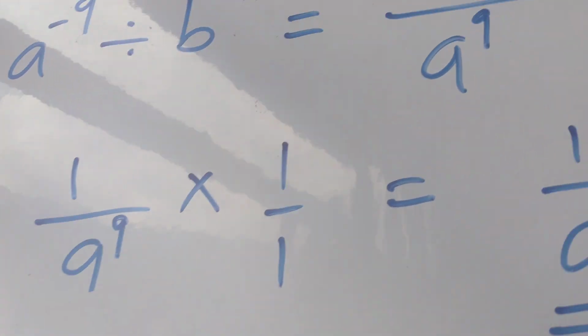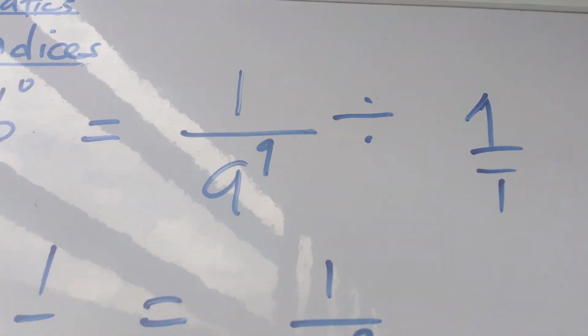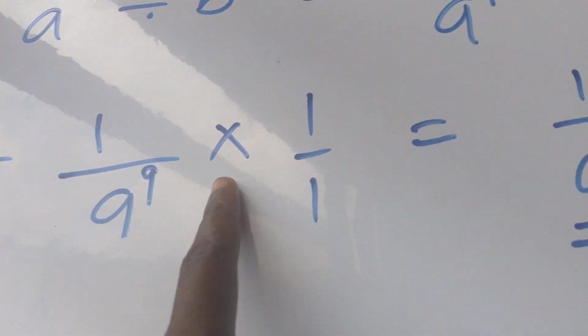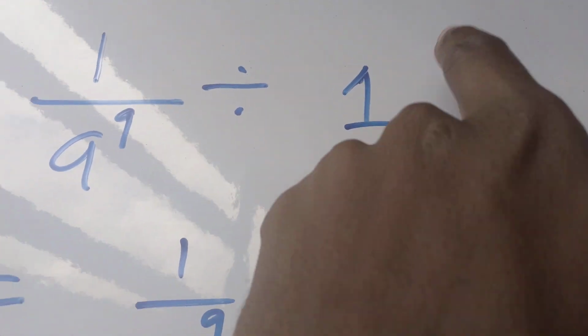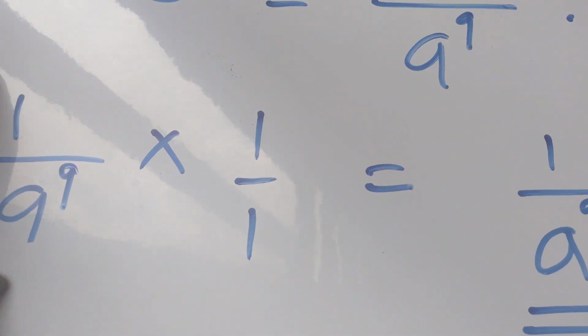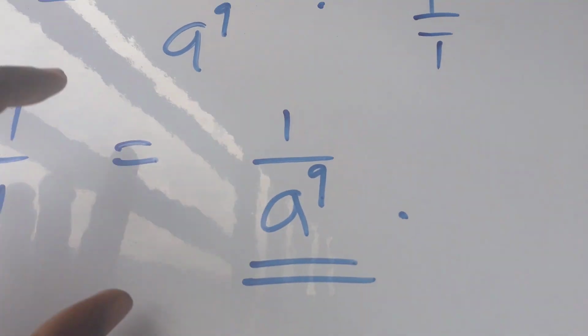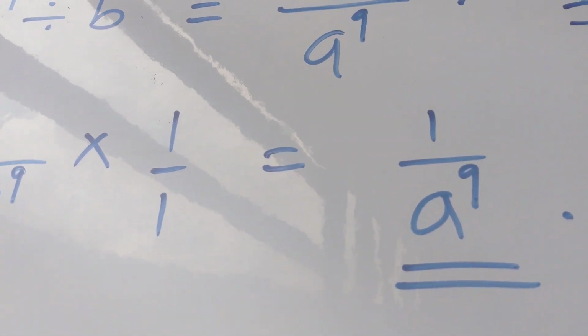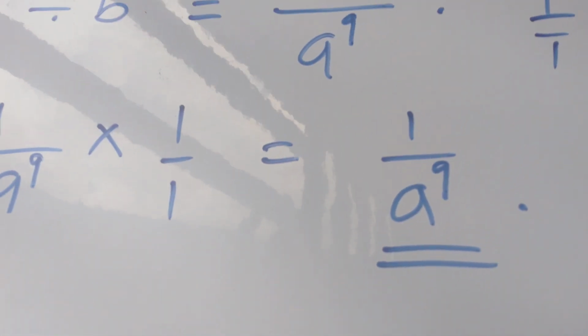And then if I change division to multiplication, I have to take the reciprocal. That is, this one goes up, this one comes down. It's still the same thing as 1 over 1. If I multiply this, 1 over a raised to power 9 multiplied by 1 over 1 gives me 1 over a raised to power 9. Final answer, 1 over a raised to power 9.